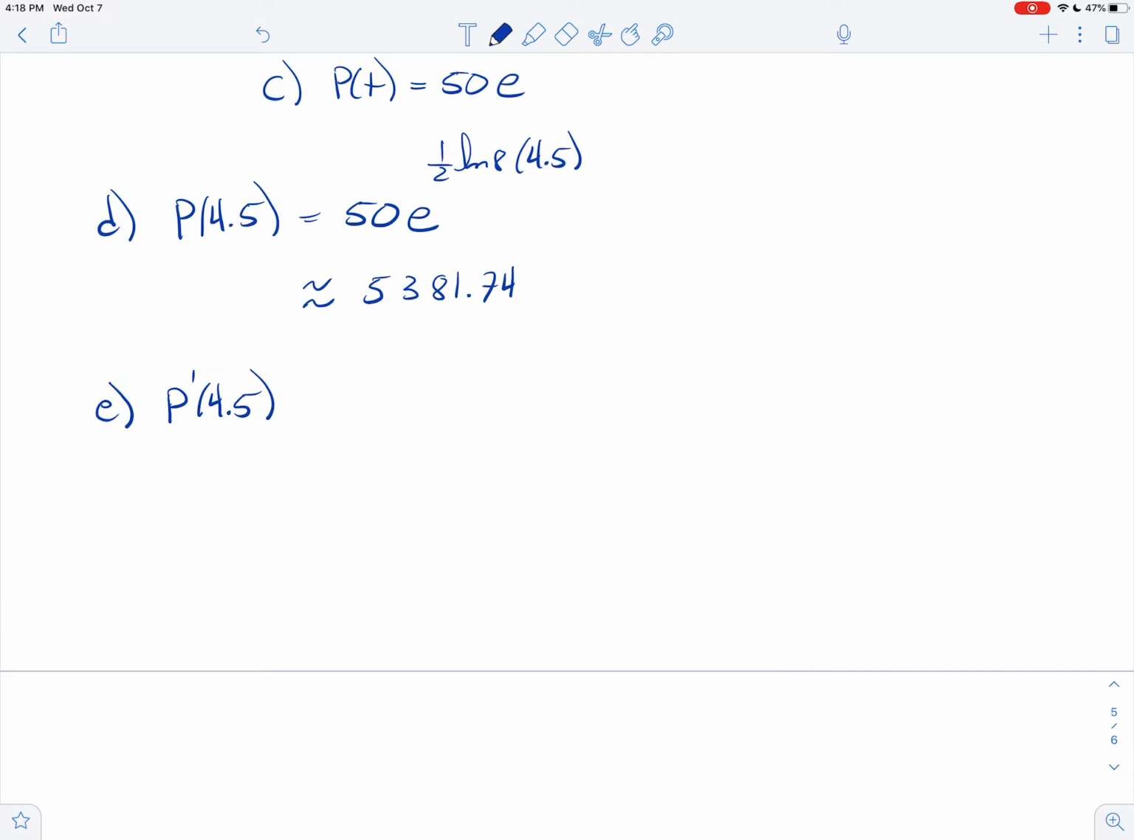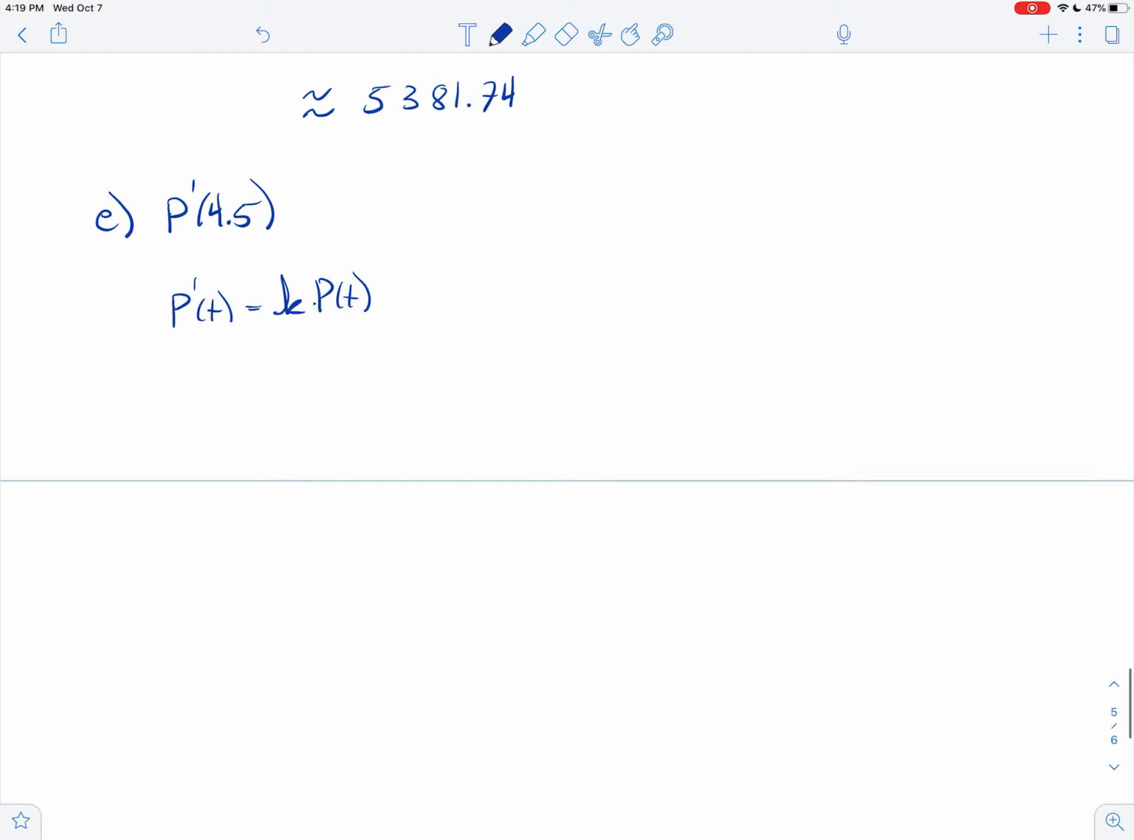And so one method you could do is you could actually write down P of T equals P naught e to the 1/2 ln of 8 times T, and you could compute P prime using the chain rule. That's all fine and it works. But I want you to realize something. You know that P prime of T is K times P of T. That's the assumption of the problem. And so you can use that because it makes it pretty straightforward here. You know that P prime of 4.5 is K, which was 1/2 ln of 8, times P of 4.5.